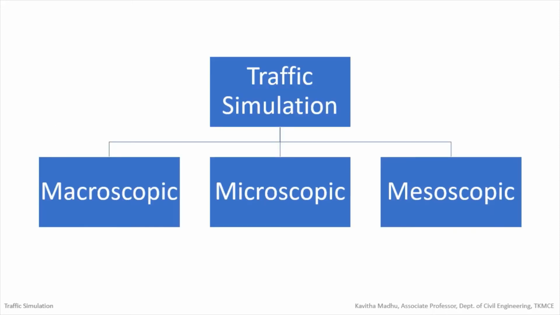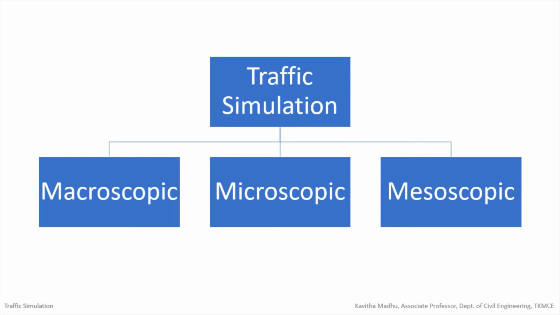Now let's see the classification of traffic simulation. Depending on the level of detailing, we can basically have three classifications: one is macroscopic, another is microscopic, and the third is mesoscopic. From the terms themselves, we get an idea of what these are and the difference between them. Macroscopic models view the traffic flow as a whole, whereas microscopic models give attention to individual units or vehicles and their interactions, while mesoscopic models fall midway between these two categories. So let's see in detail.